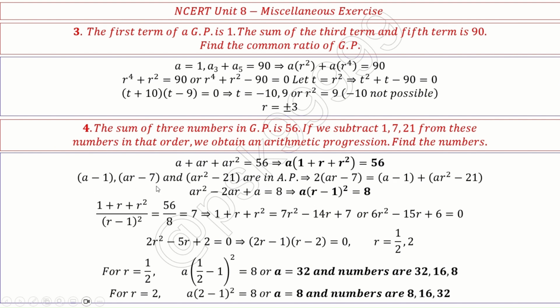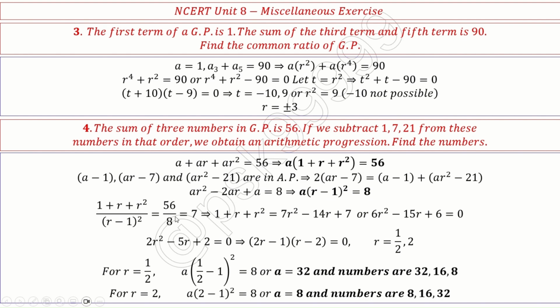Now if I subtract 1, 7 and 21 from these three terms, this is what it is: a minus 1, ar minus 7, ar square minus 21. They are in AP, which means 2b equal to a plus c, right? Neighboring two. So 2 times ar minus 7 equal to a minus 1 plus ar square minus 21. From here I will get another equation, a into r minus 1 whole square equal to 8. So these are the two equations.